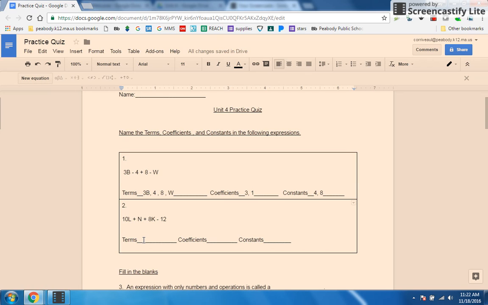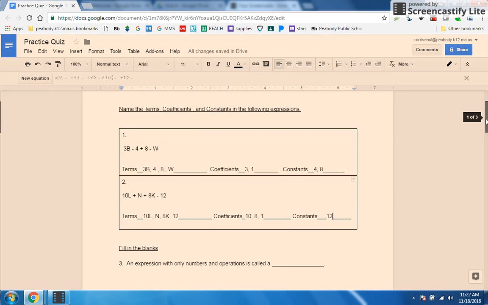For the next one, your terms are every part of the problem except for the operations. So 10L, N, 8K, and 12. So that's every part except for an operation. Your coefficients are your numbers that are attached to the variable. So that would be 10, 8, and again, we have a letter by itself, so 1. Constants are the numbers all by themselves. The only number all by itself is 12. So make sure you have these. If you didn't, make sure you pause it and you correct these so you know for tomorrow.